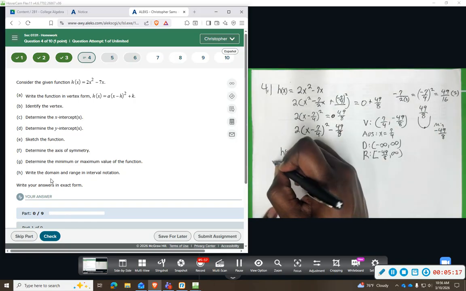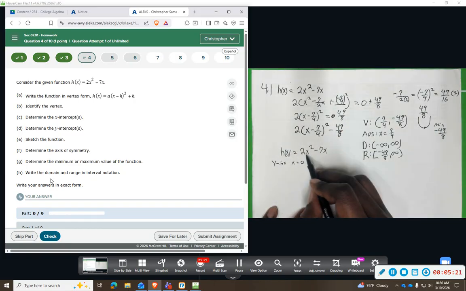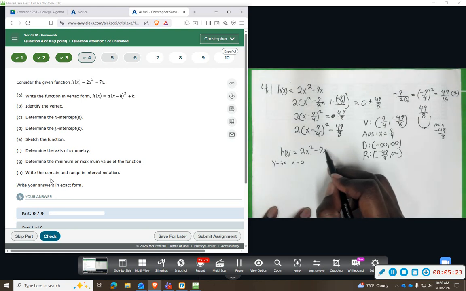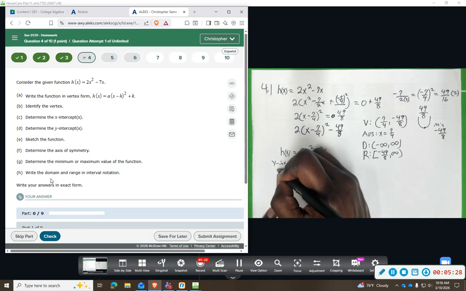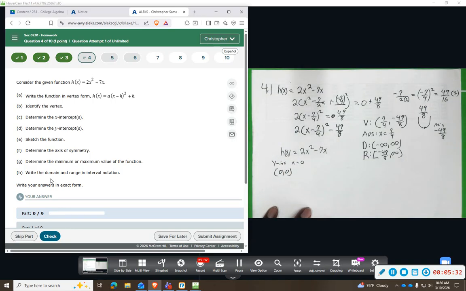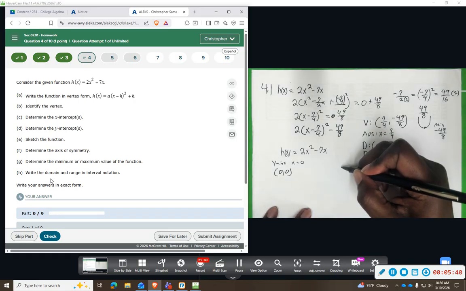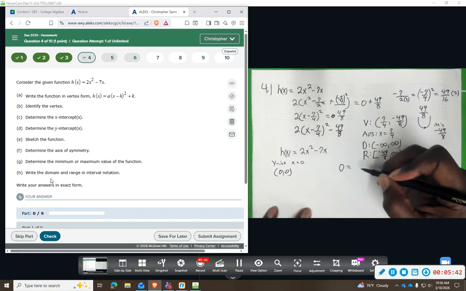So if we do the y-intercept, we plug a 0 in for x, that means this zeroes out, this zeroes out, because 0 squared is 0, 7 times 0 is 0. So we end up getting 0, 0 for our y-intercept. Because x and y are both 0, this is also probably going to double as an x-intercept, but let's find that.